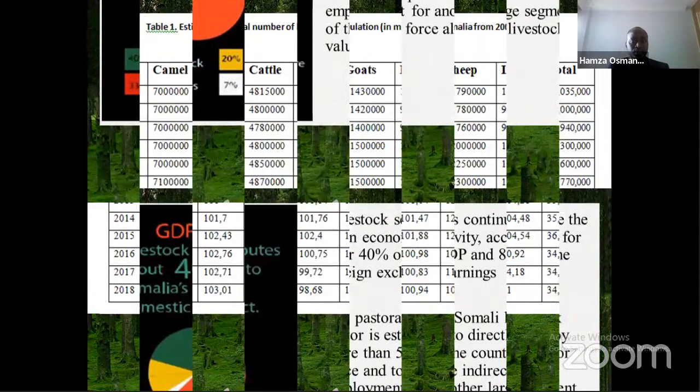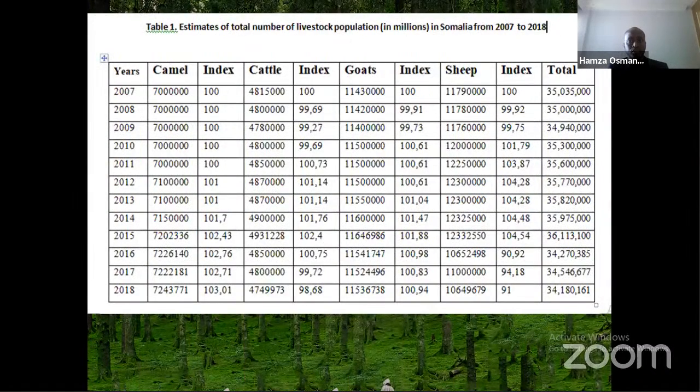Here are the estimates of the total number of livestock population in Somalia from 2007 to 2018. In 2007, Somalia had 7 million camels, approximately 12 million cattle, 11 million goats, and 11 million sheep, with a total of 35 million animals. From 2007 to 2018, the number of camels increased by 3%, while cattle decreased by 2%, goats increased by 1%, while sheep decreased by 9%.